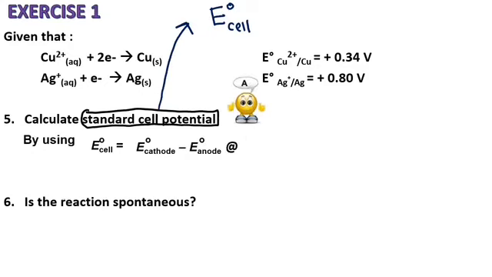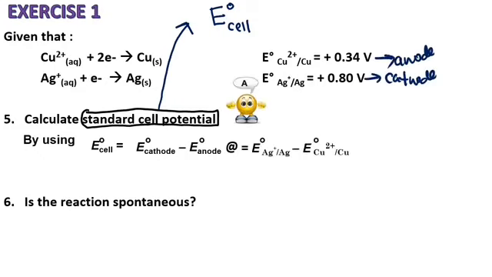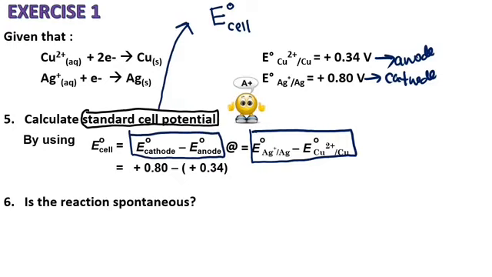Ataupun pelajar boleh spesifik. The cathode used is the silver, manakala the anode used is the copper. So, boleh gunakan formula ni jugalah. Gantikan the anode is copper, the cathode is silver to the formula. Nak guna formula yang ni pun boleh. Okay. So, kita akan masukkan nilai. Cathode is positive 0.80 minus positive 0.34. So, the final value for the standard cell potential or E not cell symbol is positive 0.46 volt.